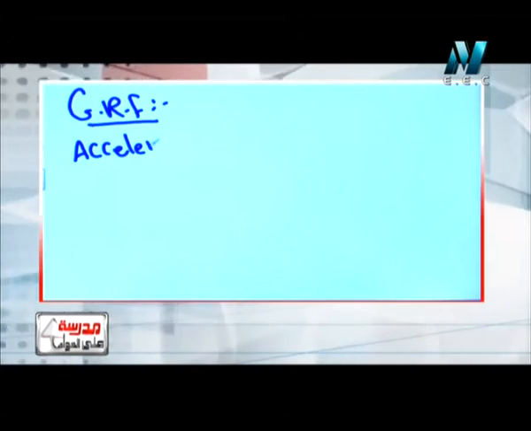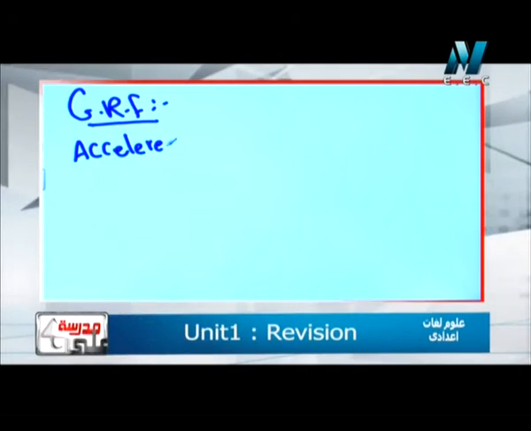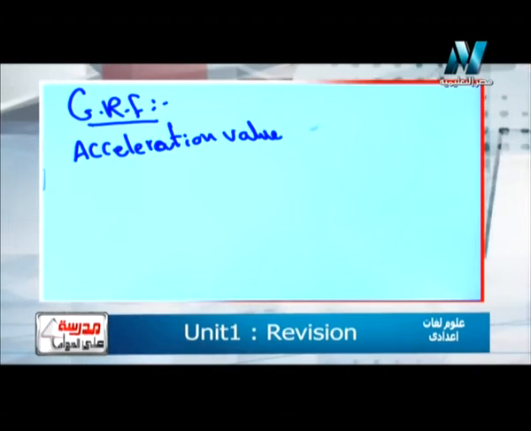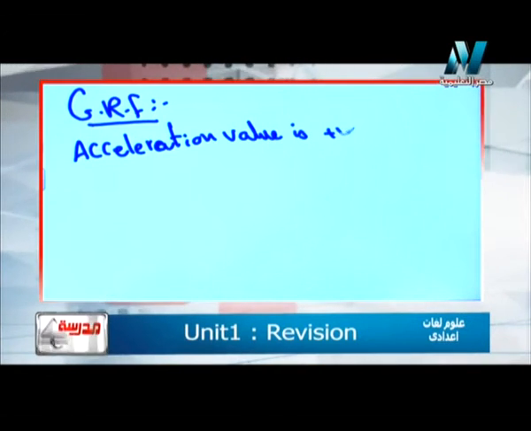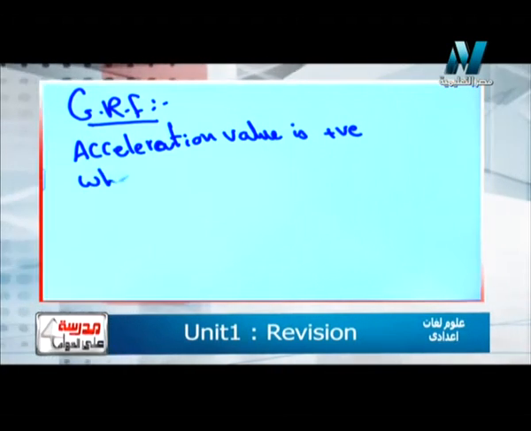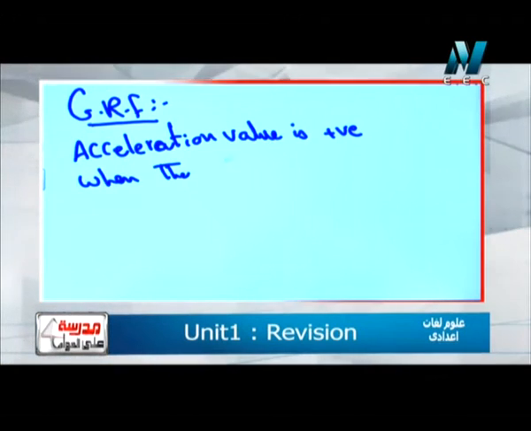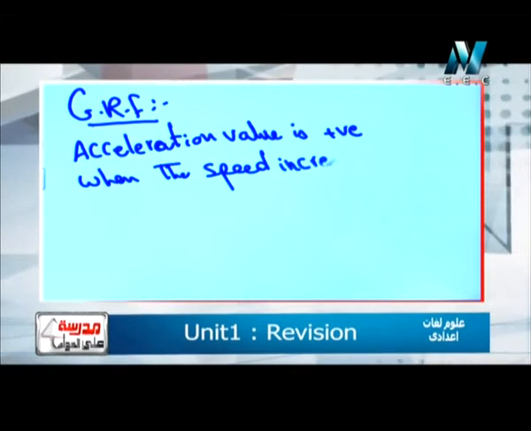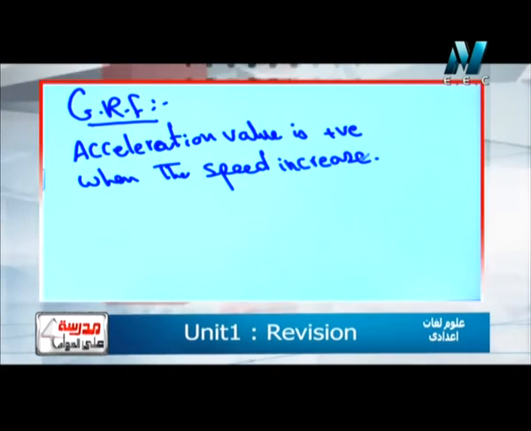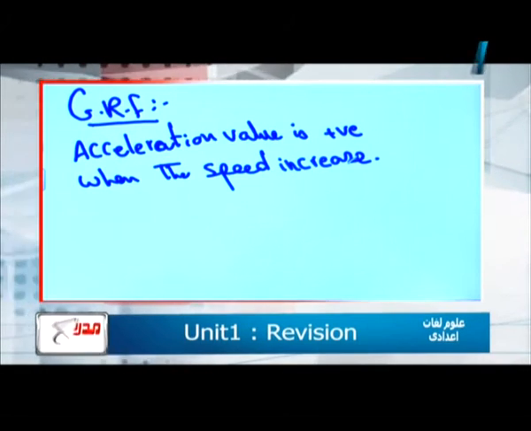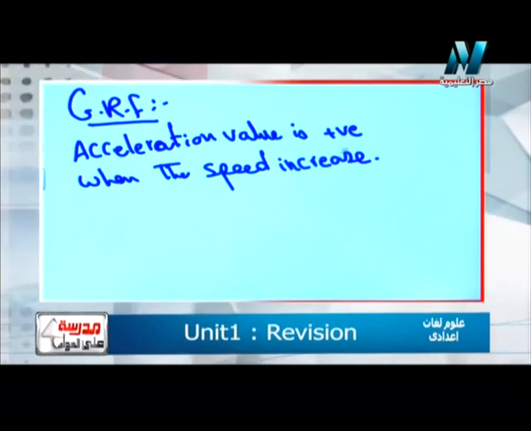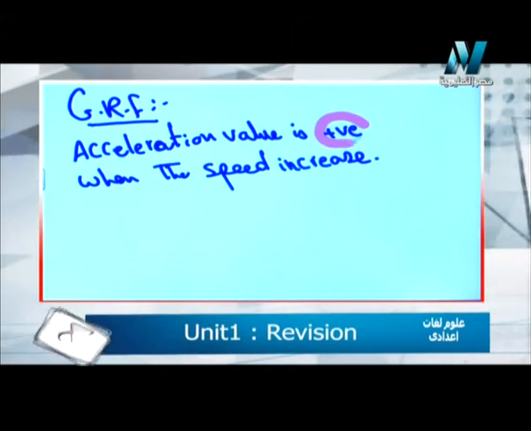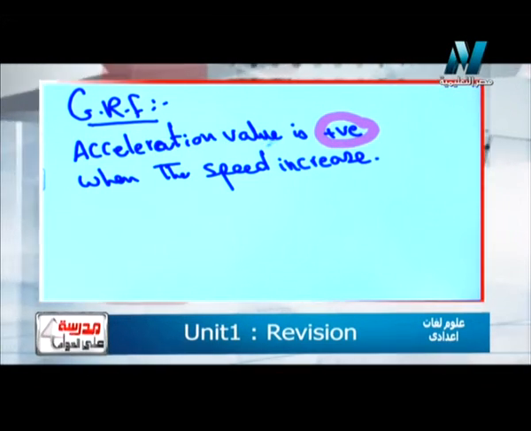Give reason for: acceleration value is positive when the speed increases. Which lesson is this? Lesson 2, graphical representation. We talk here about increasing acceleration and decreasing acceleration. But here we talk about the value of acceleration being positive. Why is the acceleration value positive when the speed increases?